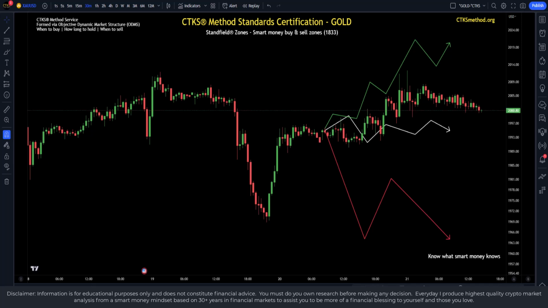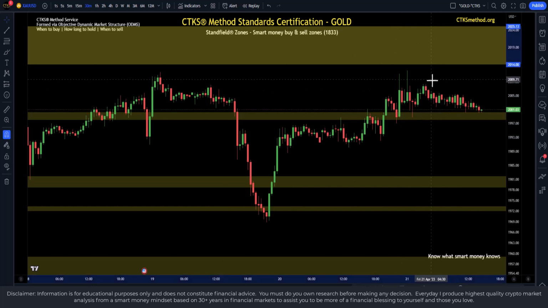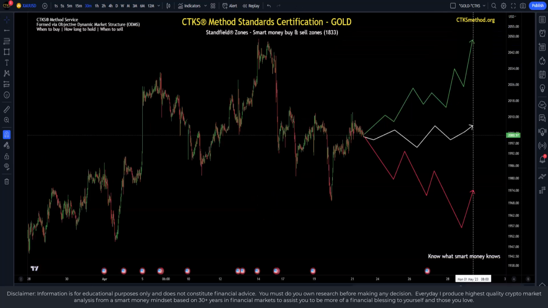But at least you know it wasn't going bearish, and that was pretty apparent by what was happening inside price action. What caused the problem with gold? It was the very extensive smart money sell level between 2014 and 2025, which pushed negative momentum into gold. Gold is currently trading at $2,000.